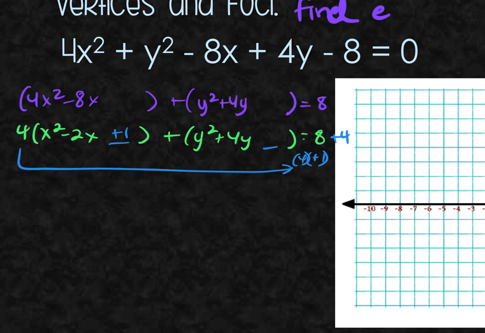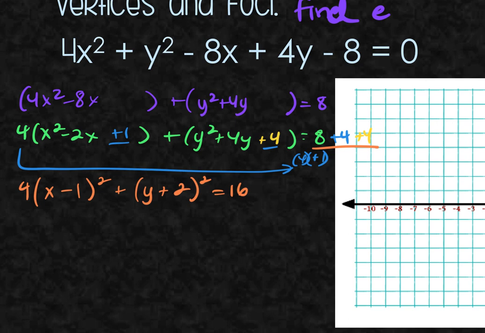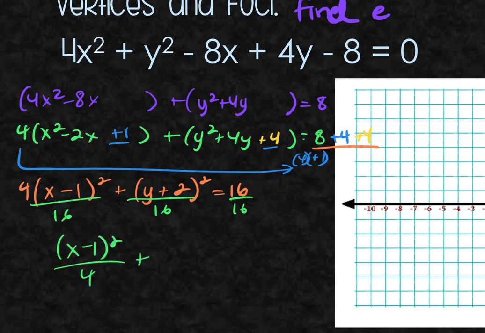Repeat the process for the y's. 4 divided by 2 is 2. 2 squared is 4. Add it here and add it to the other side. Factor each of these. So 4 is on the front, square root first, square root last, sign from middle, put it in the parentheses and square it. Square root first, square root last, sign from the middle, put it in parentheses and square it. And 8 plus 8 is 16. It's got to equal 1. So we divide everything by 16. And I get x minus 1 squared over 4 plus y plus 2 squared over 16 equals 1.